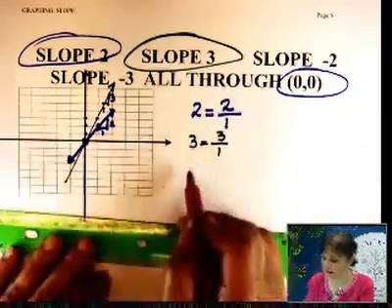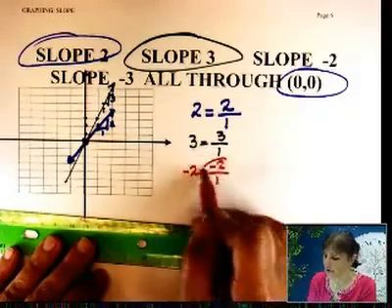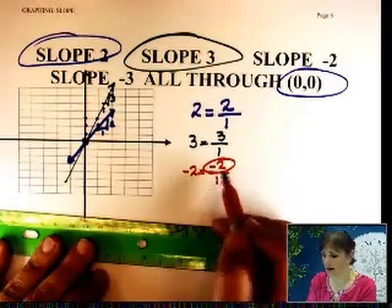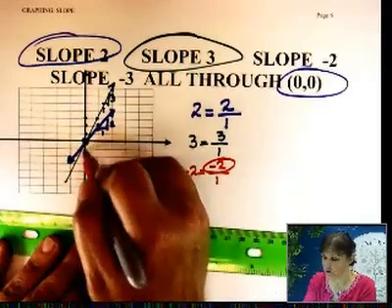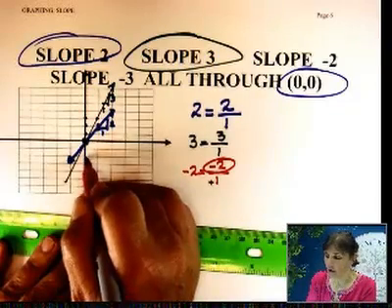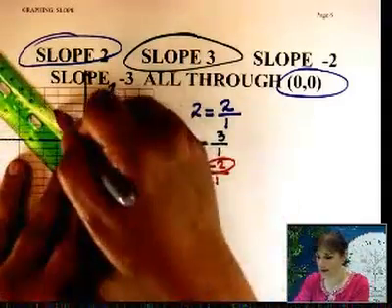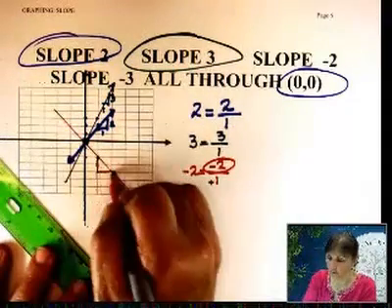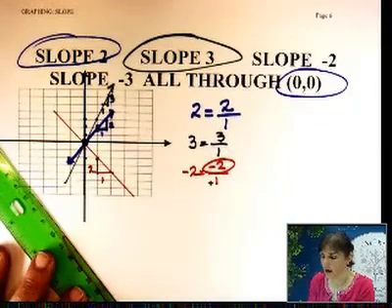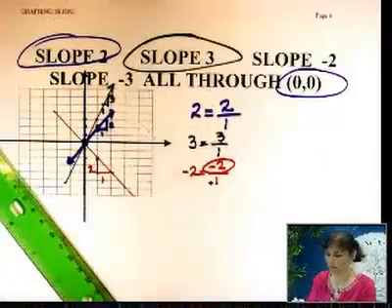How about a negative 2 to 1 slope? What does that mean? Negative 2 over 1. So I'm going to start from 0, 0. Negative means I'm going to go down, so down 1, 2. Positive means to the right. So 2 down, 1 to the right. Here's my negative 2 to 1 slope.